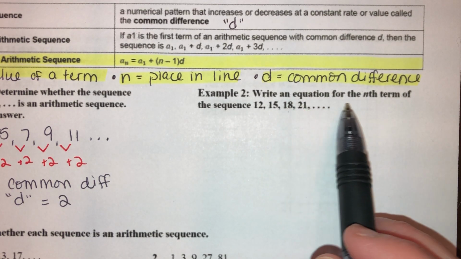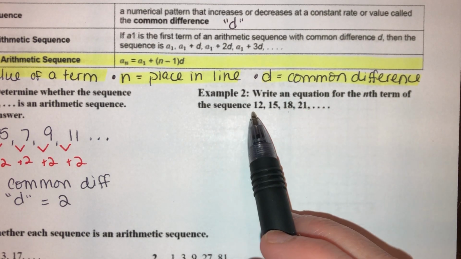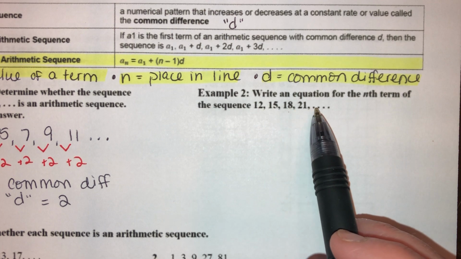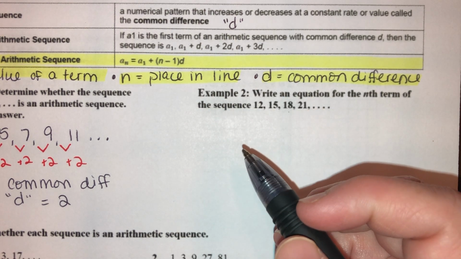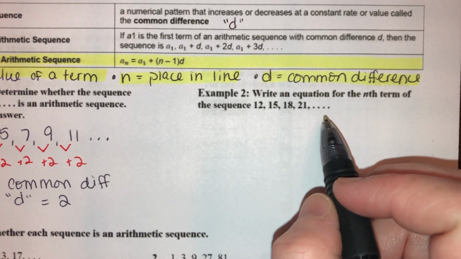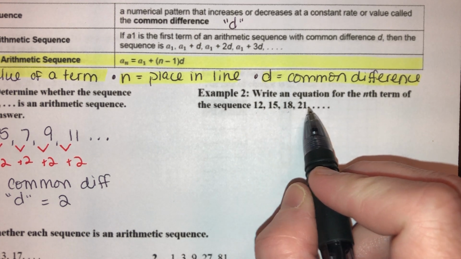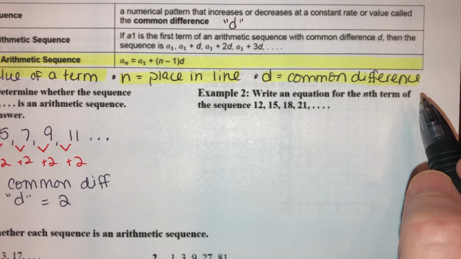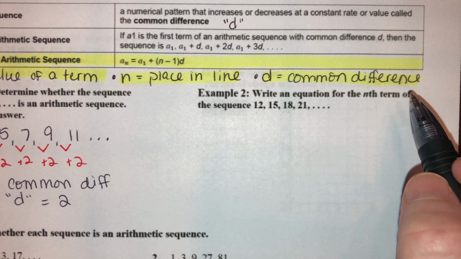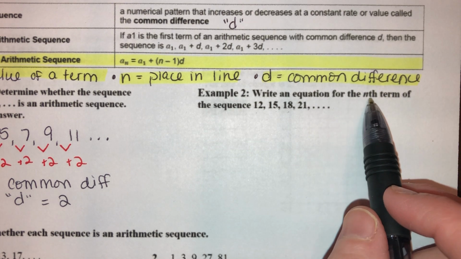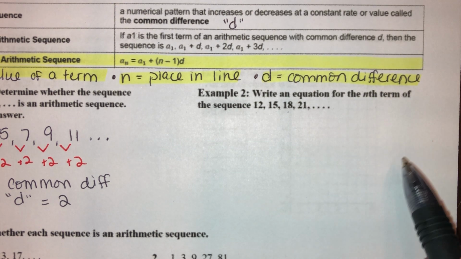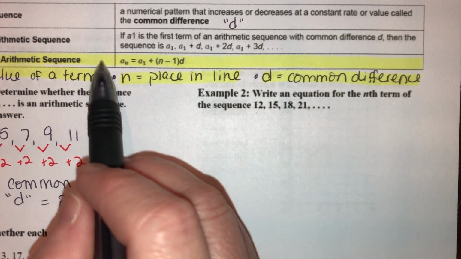Example 2, write an equation for the nth term of the sequence 12, 15, 18, 21. Nth term means we're not saying like what's the 7th number in this sequence. Here's the first 4, so if I kept going, what's the 7th number, right? Well, what if I don't know which number I'm looking for? What's just a general equation I can use to find any term in the sequence? That's when we're going to use this equation up here, right?